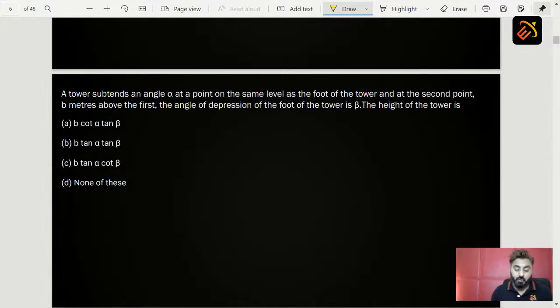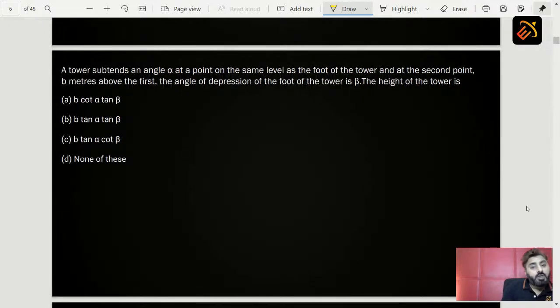So students, how do you solve this? Now what is the question? A tower subtends an angle alpha at a point on the same level as the foot of the tower and the second point B meter above the first. So the angle of depression of the foot of the tower is beta. So height of the tower is how much? So students, how do we draw the diagram?